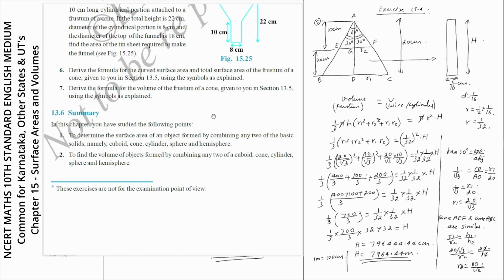I won't be attempting. And coming to the summary, in this chapter you have studied the following points. To determine the surface area of an object formed by combining any two of the basic solids, namely cuboid, cone, cylinder, sphere and hemisphere. To find the volume of objects formed by combining any two of a cuboid, cone, cylinder, sphere and hemisphere. So a lot of problems we have done, and that completes this chapter.